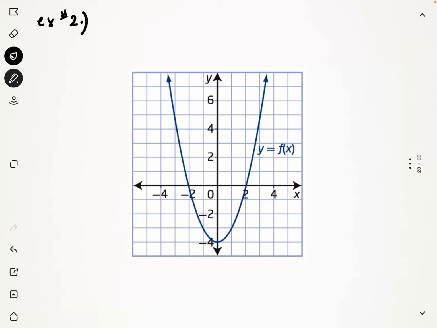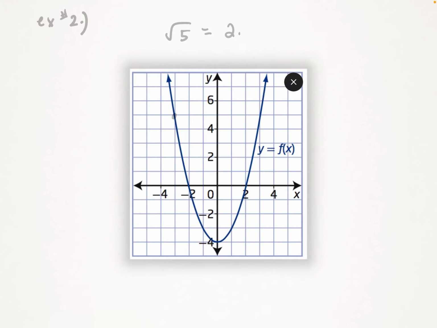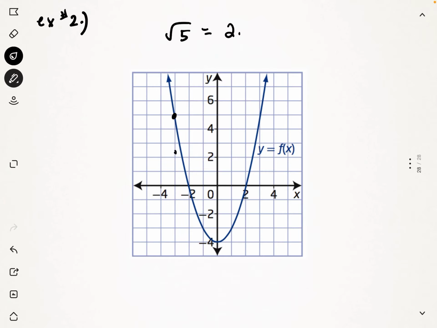So what we can do here is just start picking points. For example, I can pick any random point here. I can say I pick this point right here, which is a positive 5. Square root of 5 is approximately 2 point something or other, 2.2, 2.3. So we can move that down to where we approximate 2.3 to be, which would be somewhere around right here. Okay, that's just one point on our graph.